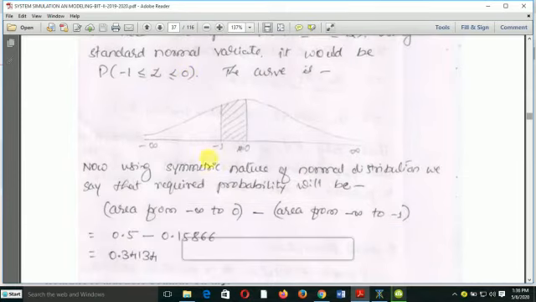Now, using the symmetric property of the normal distribution, the required probability will be the area from minus infinity to 0. We take this part, and we are going to subtract the area from minus infinity to -1. So we take this area minus this one, and we remain with this one.